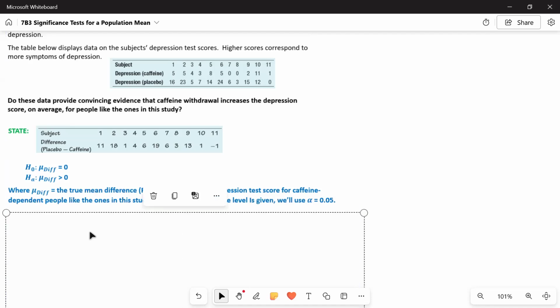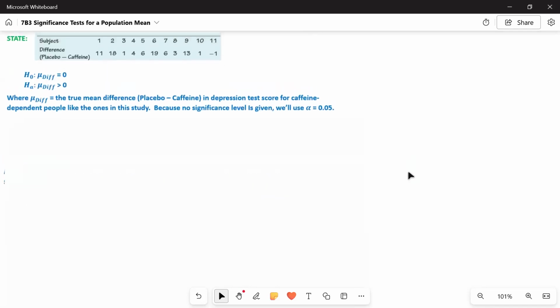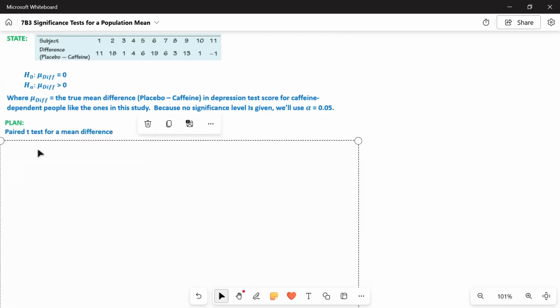So we define our parameters of interest in this case, where the mean difference is placebo minus caffeine in depression test scores for caffeine-dependent people like the ones in the study. Because no significance level was specified, we're going to specify one as 0.05. And typically, if no significance level is stated in your problem, go with a 0.05 or 5%. So our plan step, state the procedure we're going to do first, paired t-test for a mean difference.